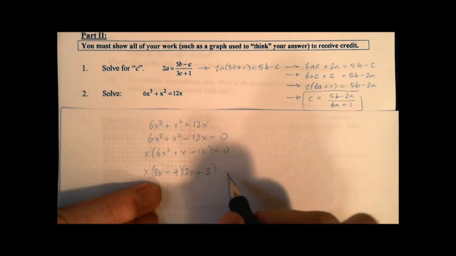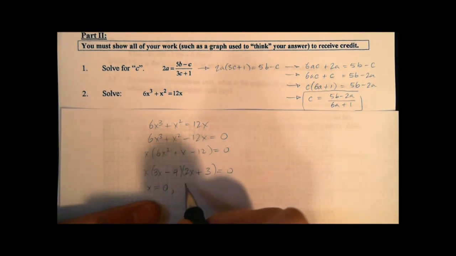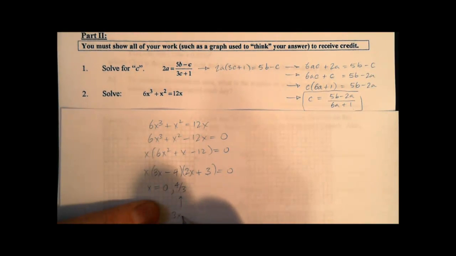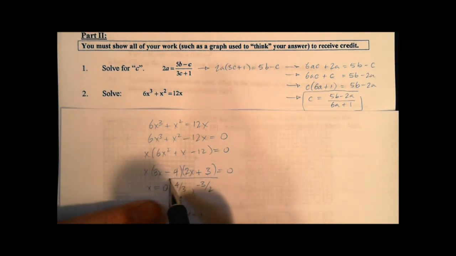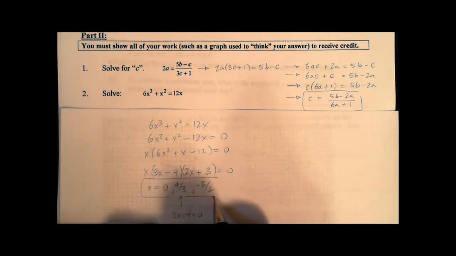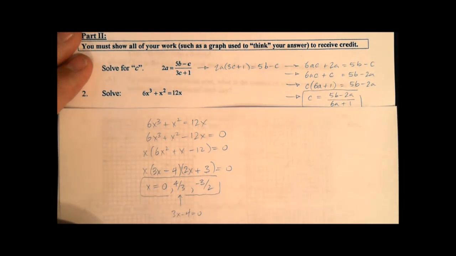Okay, and again, quadratic formula is still available. So I get 3 solutions. X is 0. X is going to be 4/3 if you set, again, 3x minus 4 equals 0, and x is minus 3/2. So those are our three solutions. And this would be a nice one to check on your calculator because your zero feature will give you those fractions, or at least visible equivalents of them.